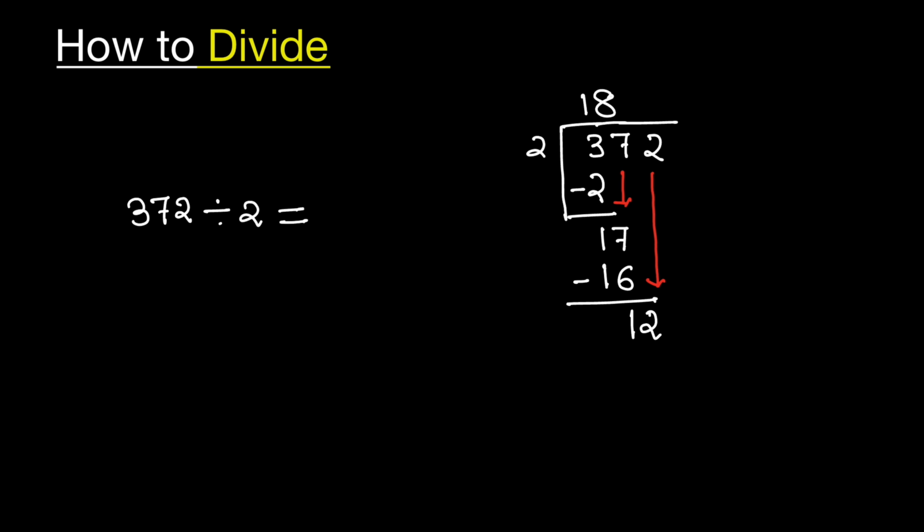And we know that 2 times 6 is equal to 12. Subtract, we get 0. As we have no number to bring down here and we have got the number 0, so we will stop. Therefore 372 divided by 2 is equal to this number 186, and this is our final answer.